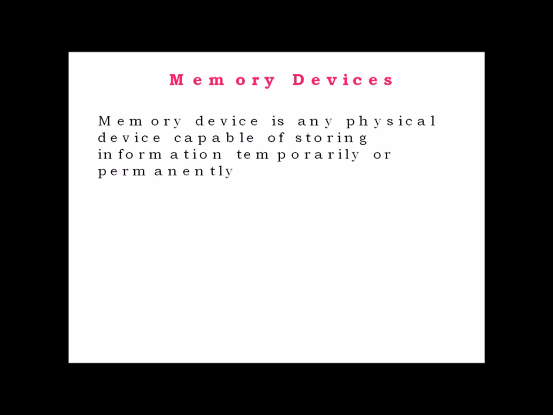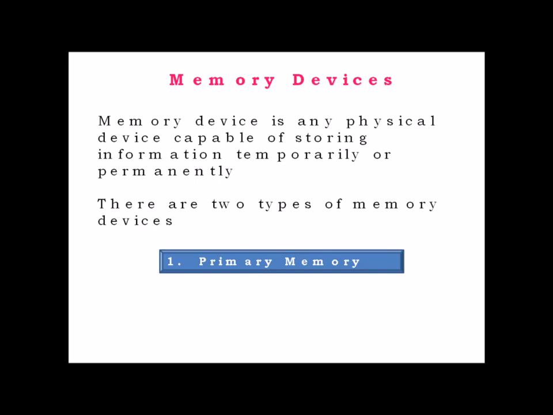Memory devices. A memory device is any physical device capable of storing information temporarily or permanently. There are two types of memory devices: primary memory and secondary memory.